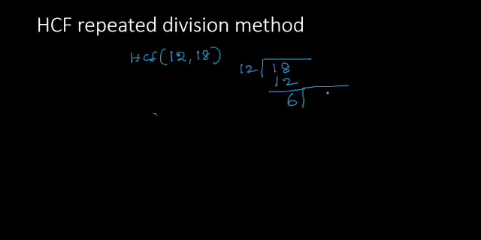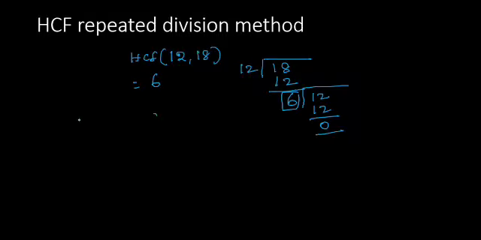So, now I take 12 here. Now, 6 goes 2 times in 12. So, now you get a remainder of 0, since 6 is dividing 12. So, 6 is the HCF now. So, the HCF of 12 and 18 is 6. I will take another example.